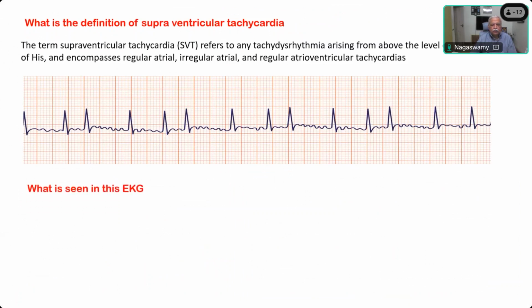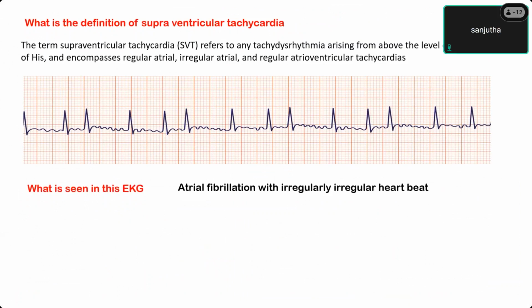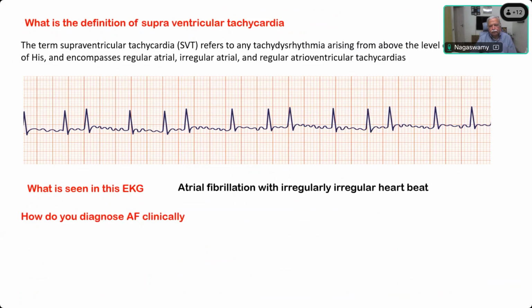What is seen in this EKG? Atrial flutter. Is it flutter or fibrillation? Fibrillation, with an irregularly irregular rhythm. How do you diagnose AF clinically? By pulse deficit. Very good.